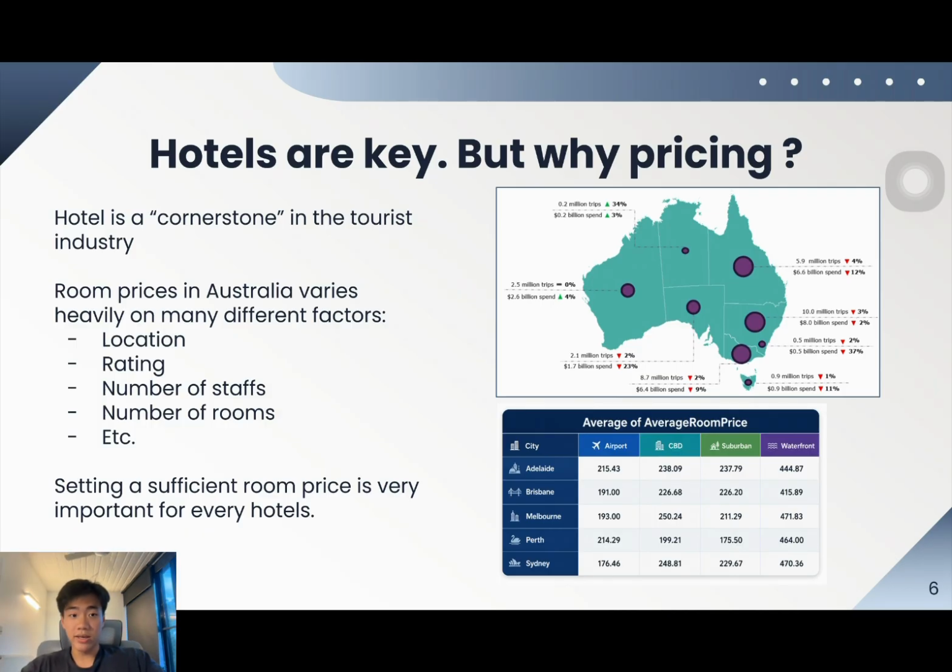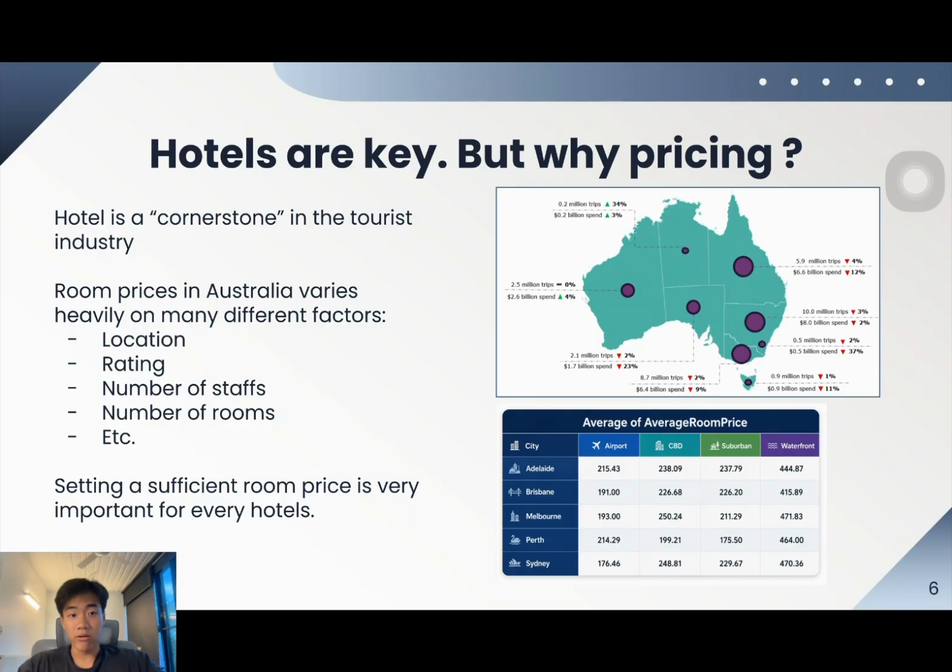However, hotel pricing in Australia is not that simple. Room prices vary depending on many different factors. For example, it depends on the location, it depends on customer rating, or even the number of available rooms.